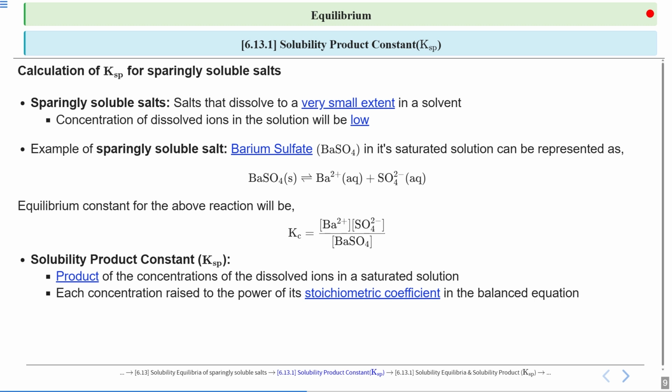And remember to raise the concentration of this ionic species by the stoichiometric coefficient. Here we are not doing so because it is already raised to the power 1. We don't need to show it, I will say.